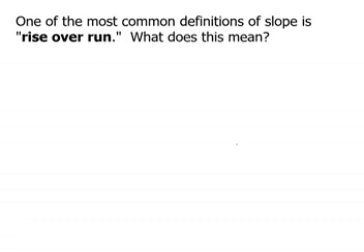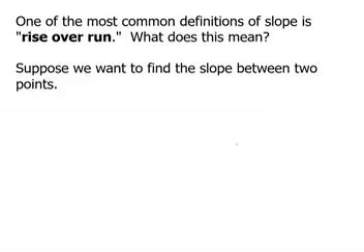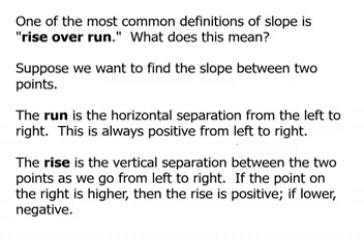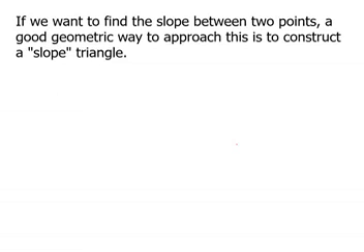Okay, let's talk about slope now. One of the most common definitions is rise over run. What does this mean? Suppose we want to find the slope between 2 points. The run is the horizontal separation from left to right. This is always positive from left to right. The rise is the vertical separation between the 2 points as we go from left to right. If the point on the right is higher, then the rise is positive. If lower, then negative. And so run is always horizontal, rise is always vertical.